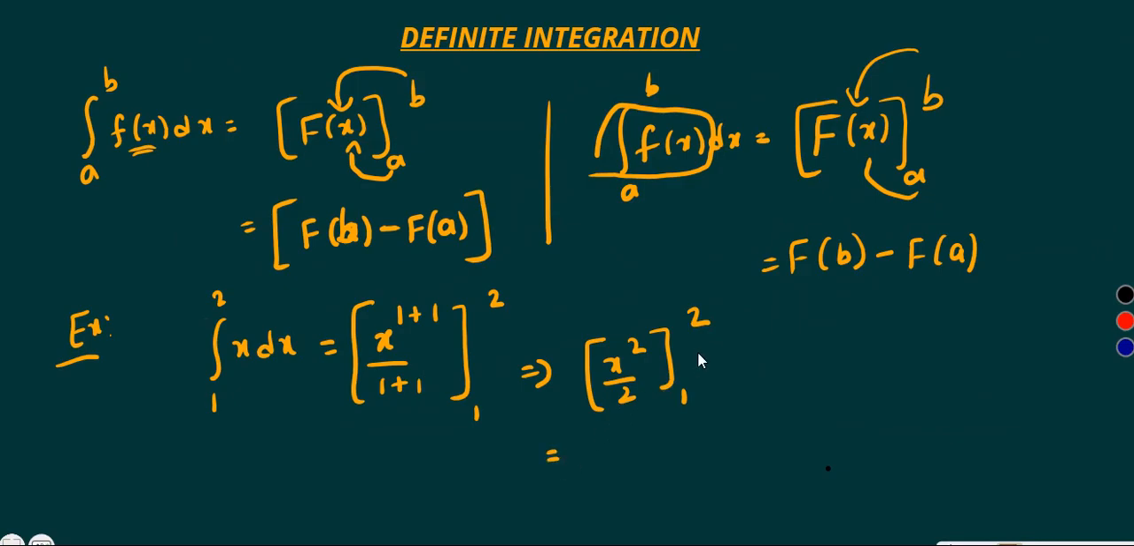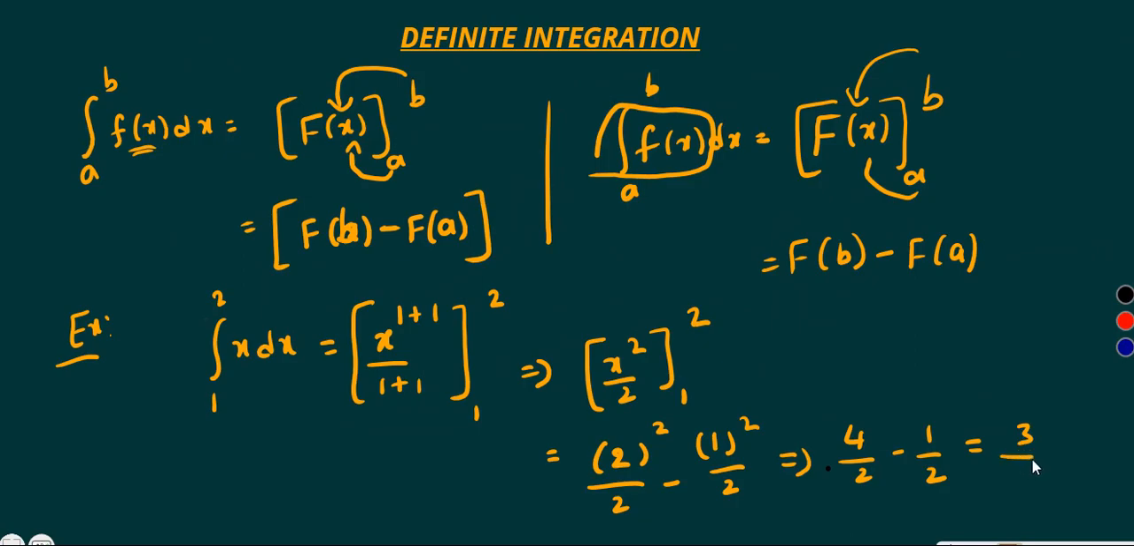So what is the upper limit here? 2. So in place of x you substitute 2 square by 2 minus, lower limit is 1, so 1 square by 2. 2 square means 4 by 2 minus 1 by 2. Okay, denominator same, so 4 minus 1, 3. 3 by 2. Like this.